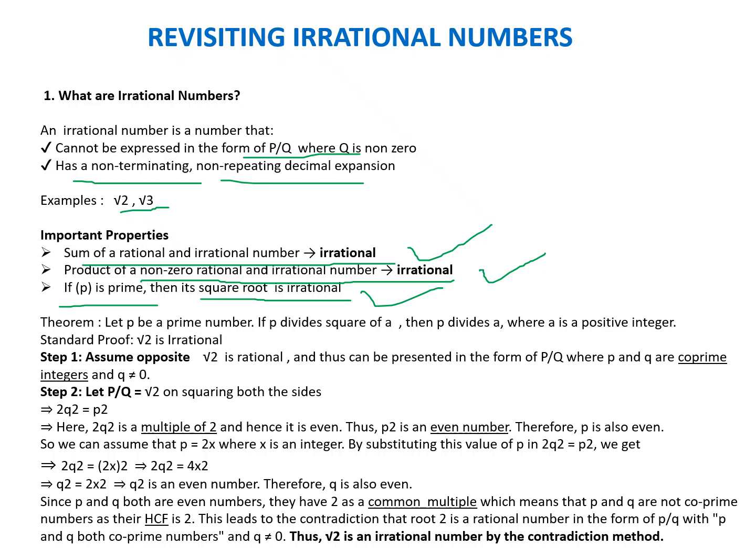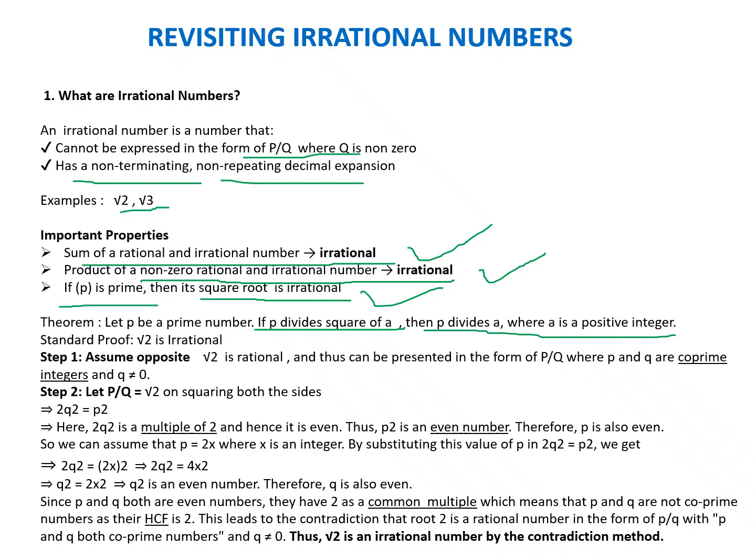So we have a theorem: let p be any prime number, and if p divides the square of a. So we have a number p, and a number a, and if p divides the square of the number a, then p also divides the number a itself, where a is a positive integer.